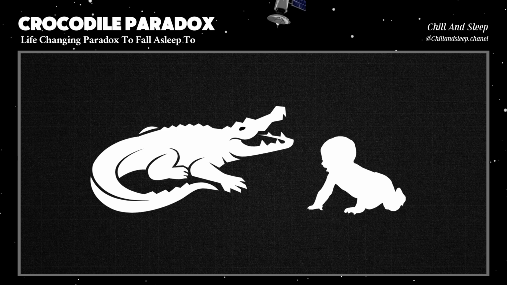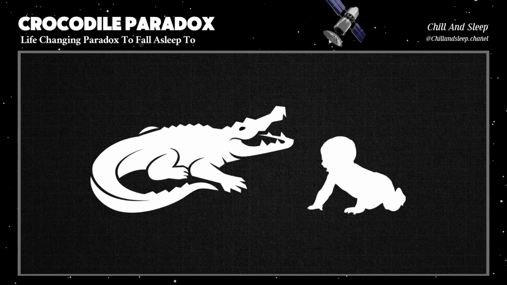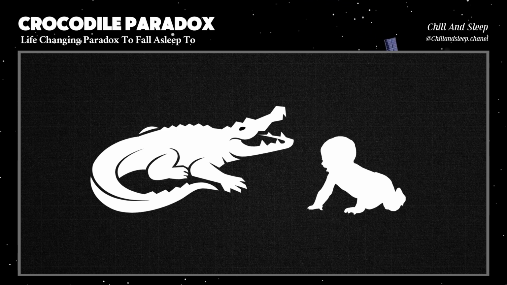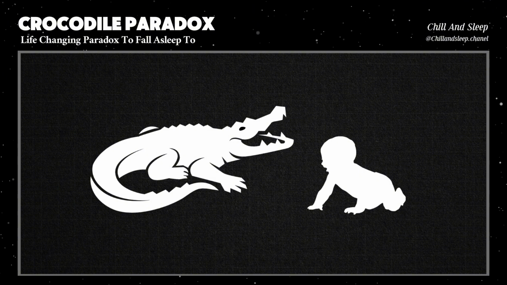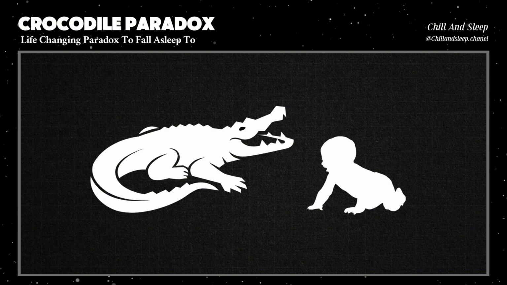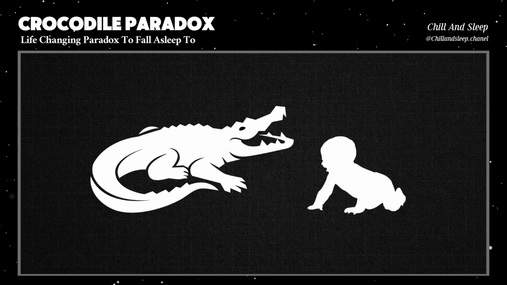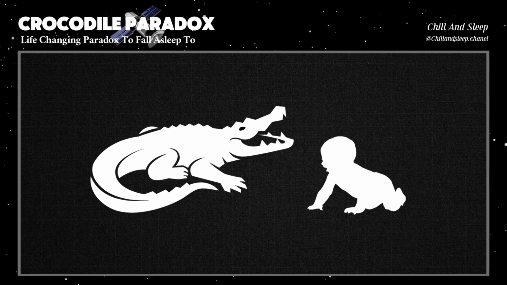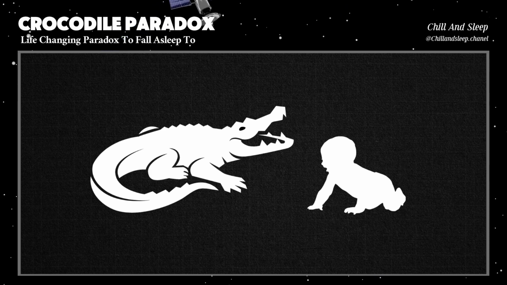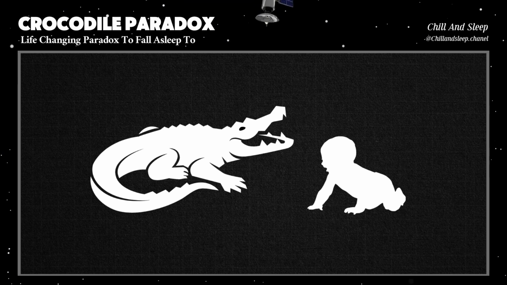So what's really going on here? The crocodile paradox is a classic example of a self-referential paradox, where a statement refers to itself in a way that creates an impossible situation. It's similar to the famous liar's paradox, where someone says, "This statement is false." If the statement is true, then it must be false.